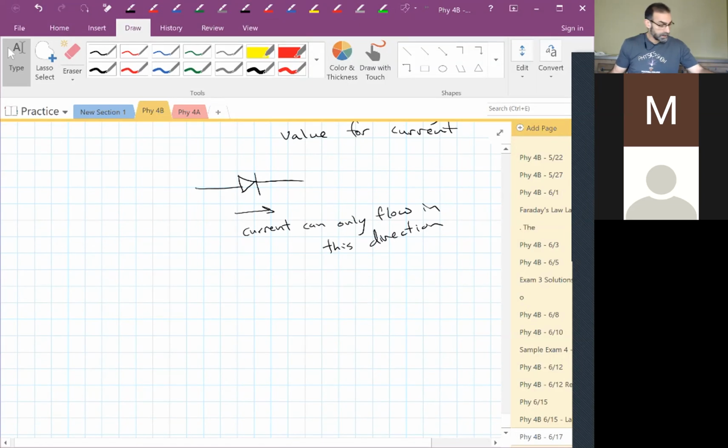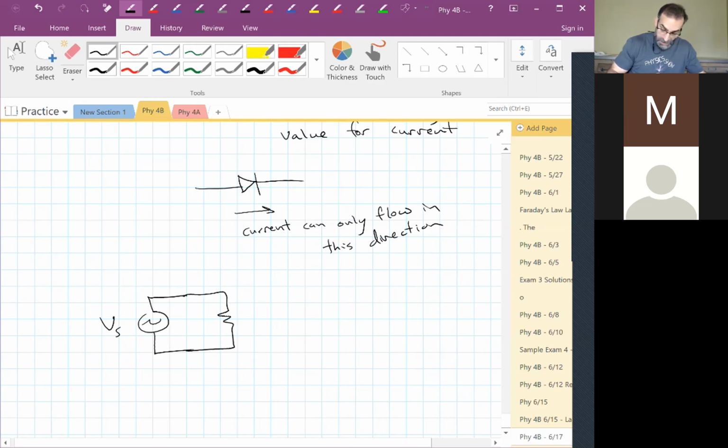Let's take our AC. If we have some kind of an AC signal source, and we have a resistor, what does it look like? The voltage across the resistor is the same as the voltage across the source, right? Looks something like this.